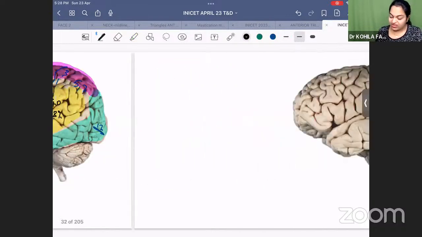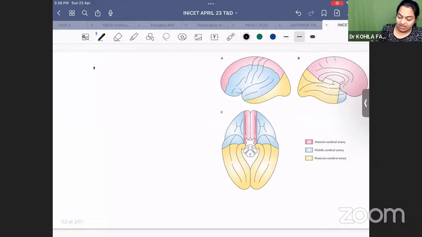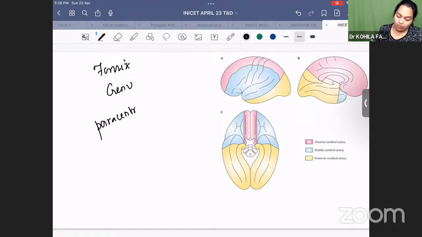Why have I put this question? Because over the previous years, did you go through the paper? What did they ask? They have asked the blood supply of fornix. They have asked the blood supply of genu. They can ask you the blood supply of paracentral lobule. The paracentral lobule is over here, where the lower limbs and the perianal, genitourinary areas are situated, right?